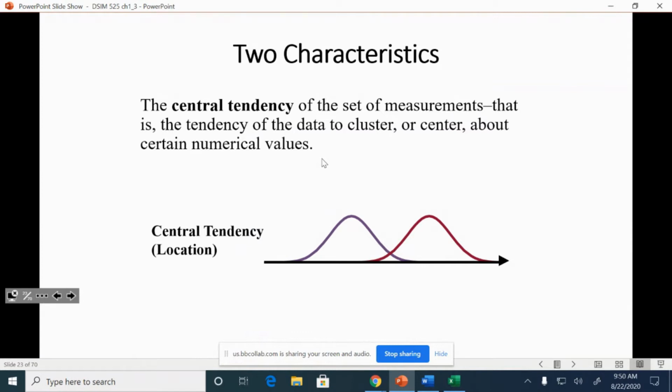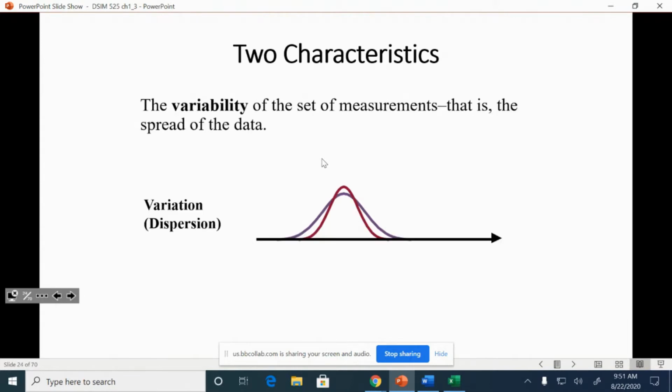So there's the central tendency of the set of measurements. That is the tendency of that data to cluster around the center about certain numerical values. So measures of central tendency. And then on the other side, we have measures of variability or dispersion about some particular central tendency.